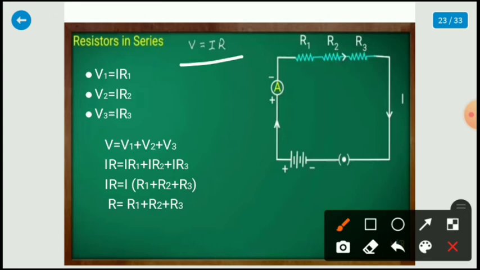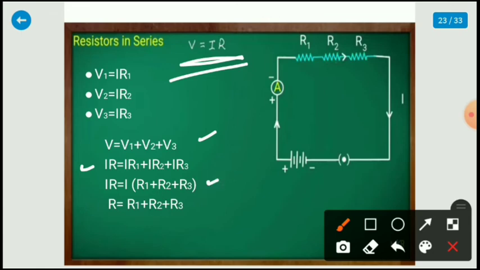So the total voltage across this circuit is V is equal to V1 plus V2 plus V3. As per the formula V is equal to IR, IR is equal to IR1 plus IR2 plus IR3. We are taking I as constant here, so IR is equal to I into the bracket R1 plus R2 plus R3.